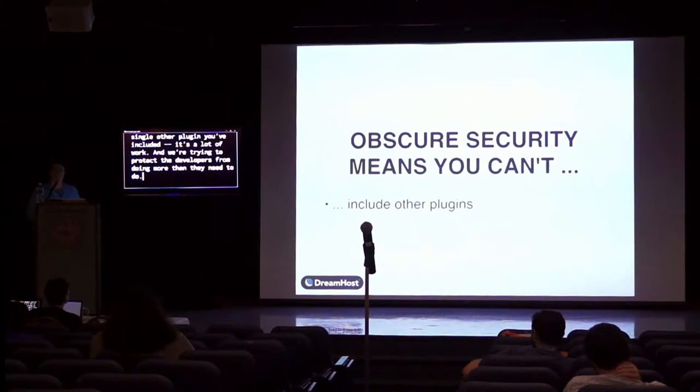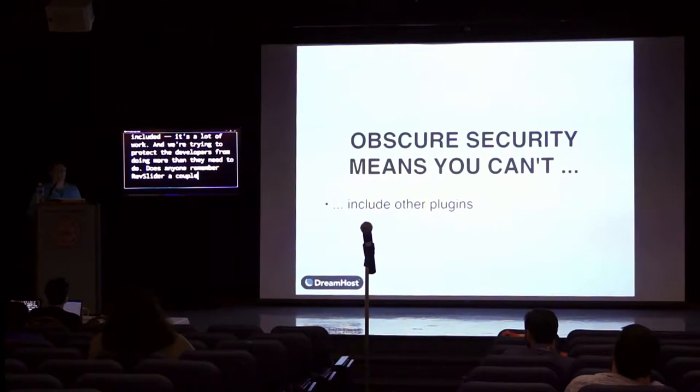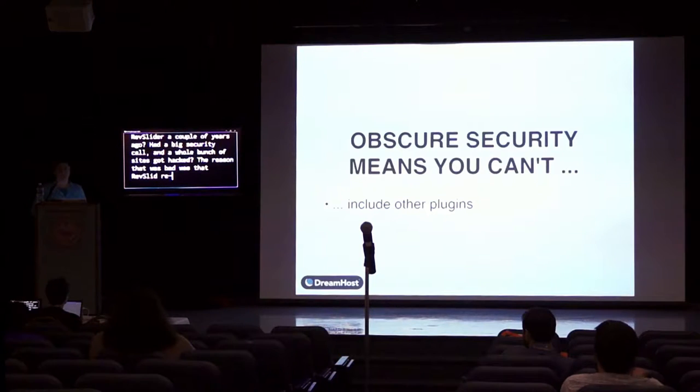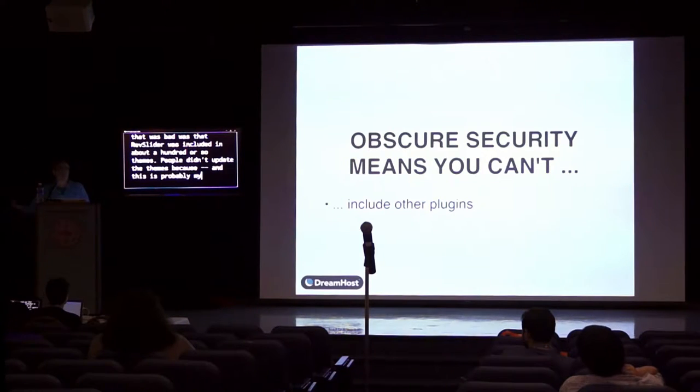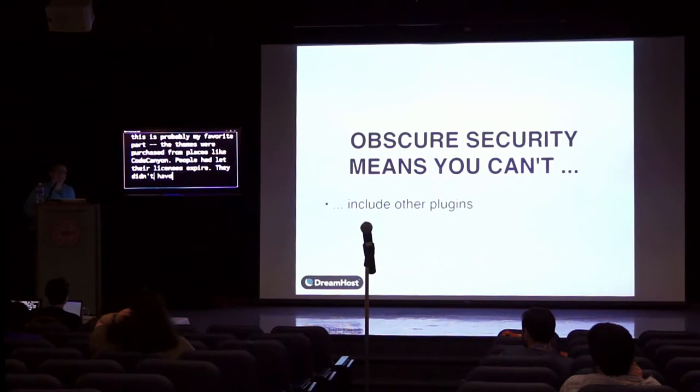Does anyone remember RevSlider a couple of years ago had a great big security hole and a whole bunch of sites got hacked? The reason that that was bad was that RevSlider was included in, oh, about 100 or so themes. People didn't update the themes because, and this is probably my favorite part, the themes were purchased from places like Code Canyon. People had let their licenses expire. They didn't have access to the update.